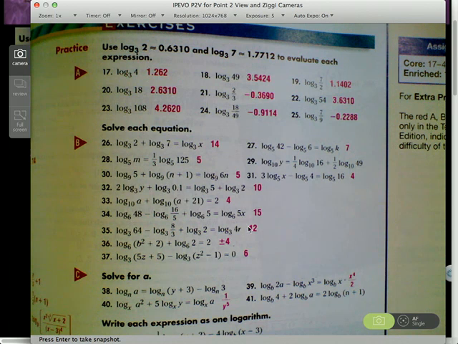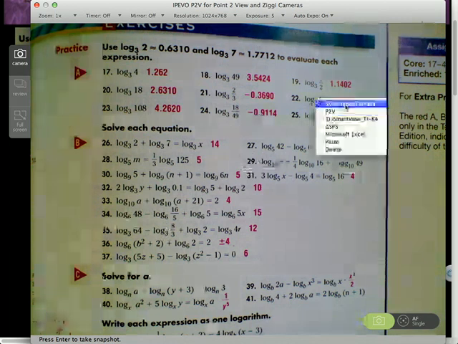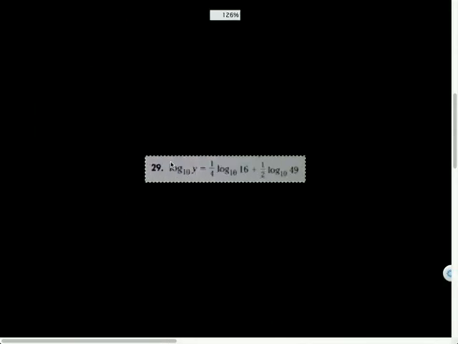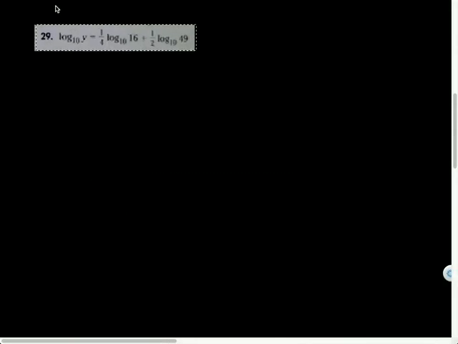How about one of these solve each equation? Yeah, 29 to 35. 29? I'll do 29. I might have time for a couple. We'll see what we can do. 29 for you. Here we go.